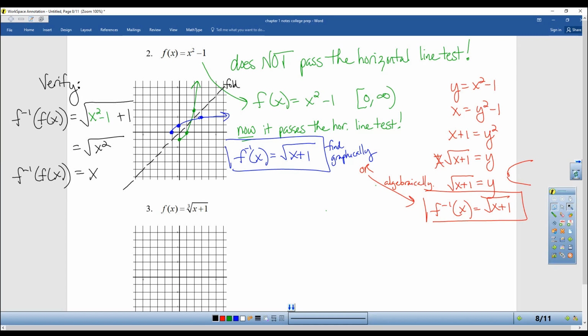If when you do the composition in either direction, it comes out to be x, then you know that you've done it correctly. So the key on this one was this whole thing about restricting the domain. You can restrict the domain to make the problem have an inverse.